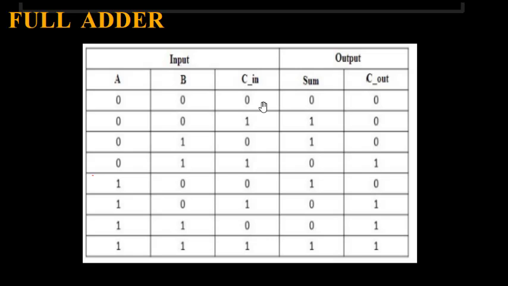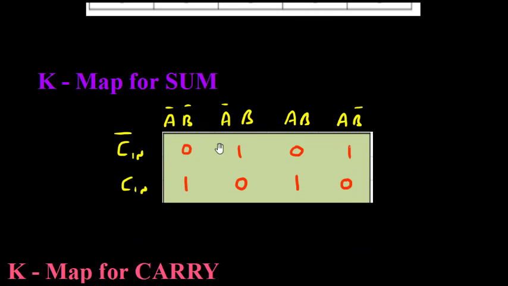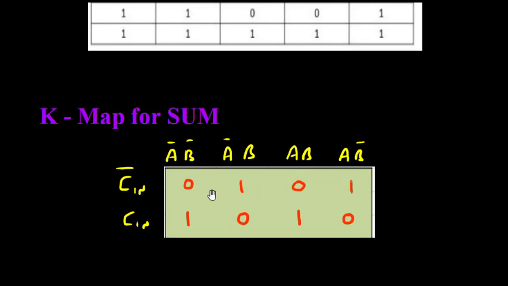So previously we saw we directly designed the full adder. Now we'll design it using K-maps. So here this is the truth table. We have sum and carry. So we know there are 2 outputs, so we need 2 K-maps, one for sum, one for carry. This will be a 3 variable K-map. So here I have drawn it for sum. This one is the K-map for sum.